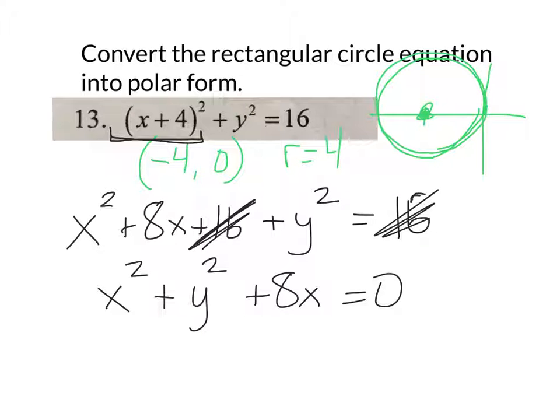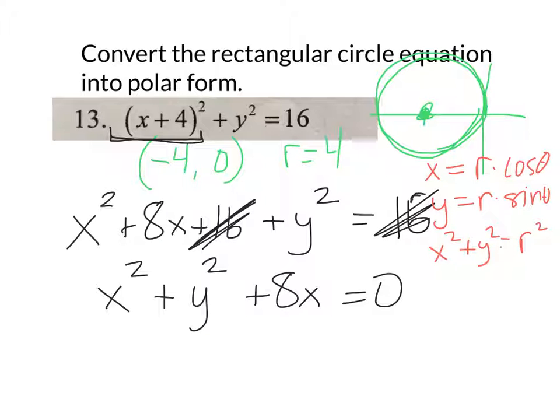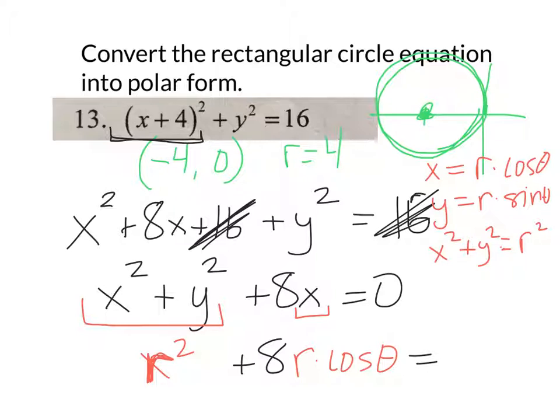Okay, now there are some pretty good things here because I want to convert from rectangular to polar, and there are 3 things that we should know about polar. x equals r times the cosine of theta. y equals r times the sine of theta, and x squared plus y squared is equal to r squared from Pythagoras. So I can now replace x squared plus y squared with r squared, and I can replace x with r cosine of theta.